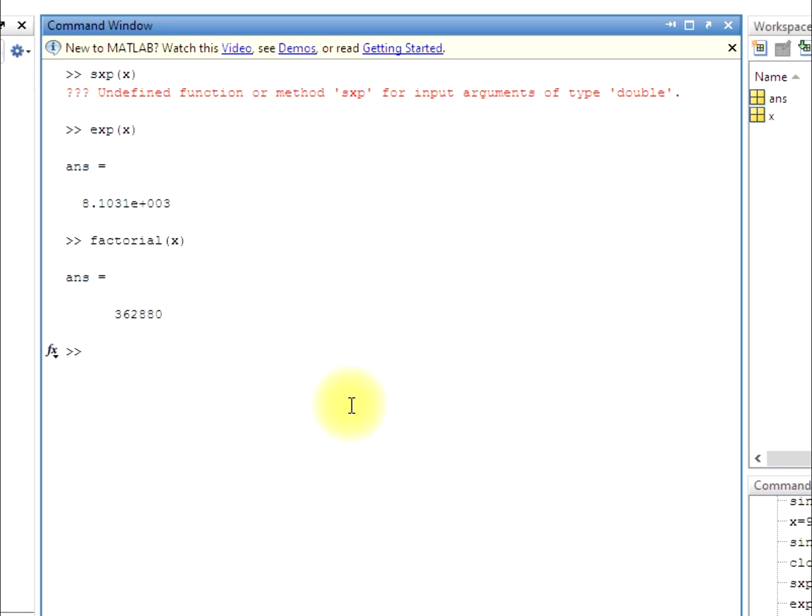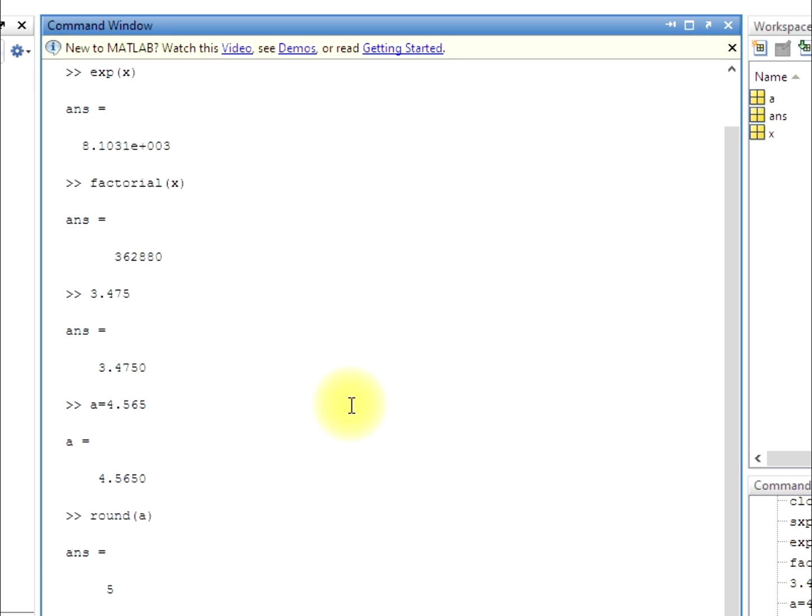Now suppose we have a value which is in decimals. Suppose a is equal to 4.565 is our value. Now we want to round it to the nearest integer. There are different types of commands which we can use here. First of all, let's use the round command. Round of a will give us the nearest integer. It was 4.56, approaching toward 5, so it gave 5.